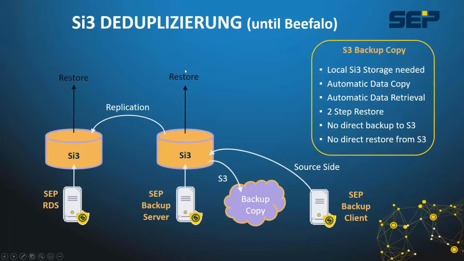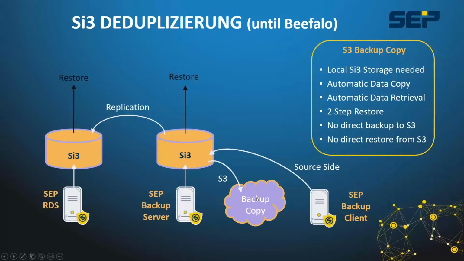There was no chance to control or have any influence on this S3 backup target, so it was not possible to do a direct backup to the S3 target, and as well it was not possible to restore directly from the S3 target. So it was kind of a transparent background security copy of your backup data.